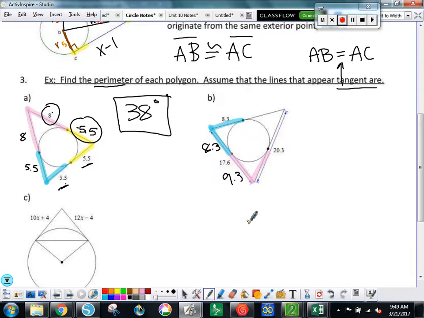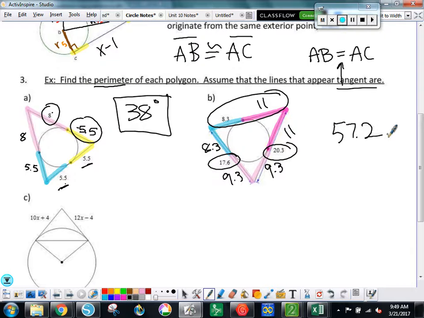9.3. Now if that's 9.3, then this guy has to be what? 9.3. Which means we should be able to figure out this guy, which would be a perfect 11. And if that's 11, this one's got to be 11 too. So now do you know all of your little pieces? Yes. Do you have to add the 11 and the 9.3, or can you just use the 20.3? Add that, add that, add that. You should have the entire perimeter. 57.2. Good. If you spoke out loud in that, give yourself a point.